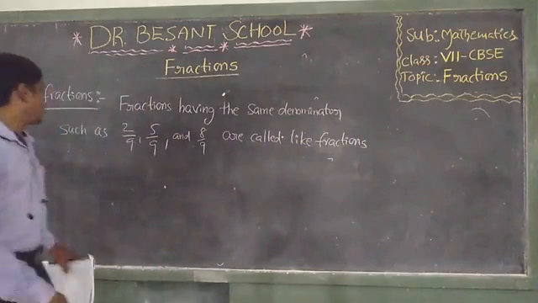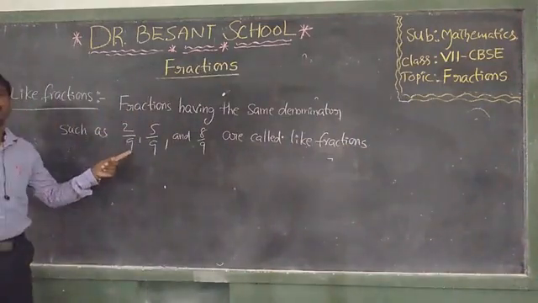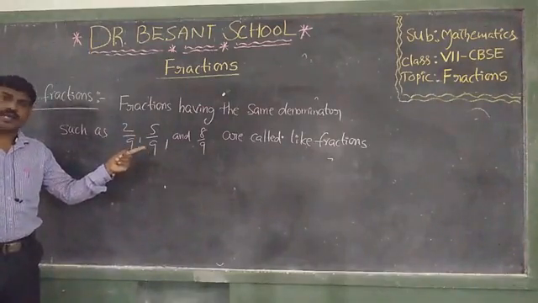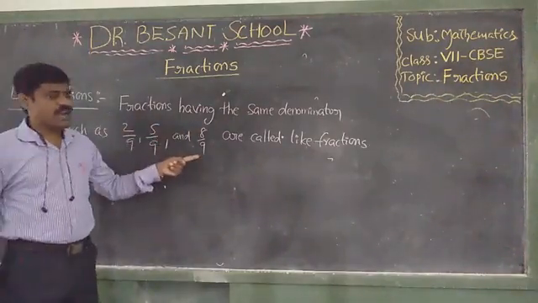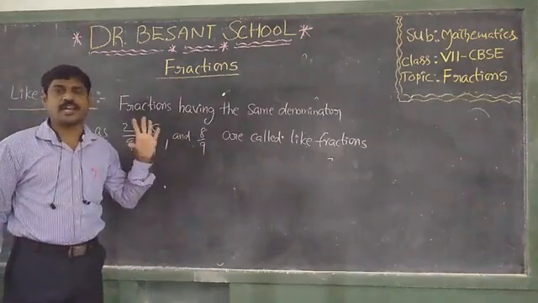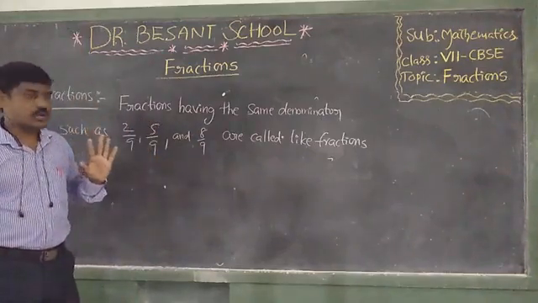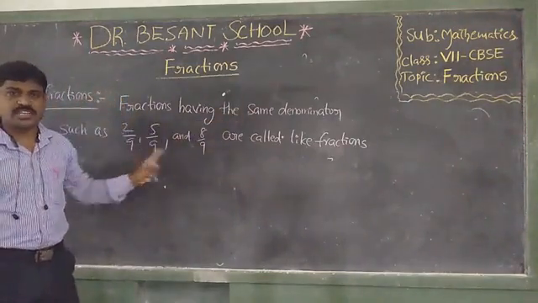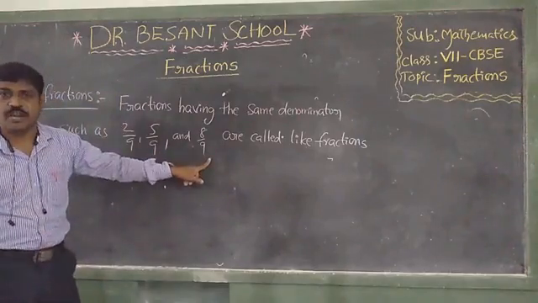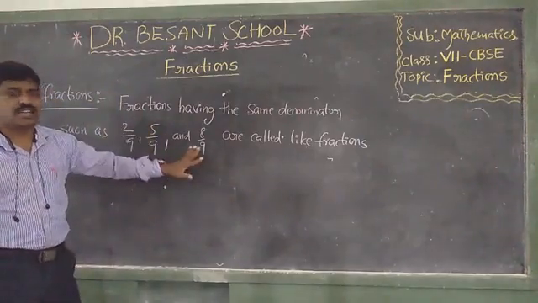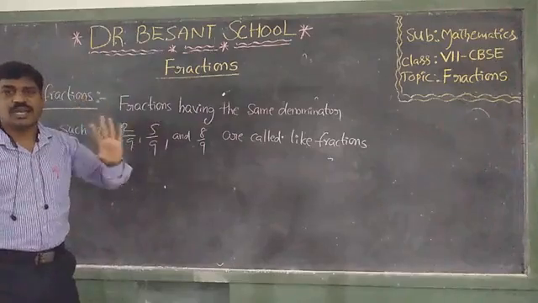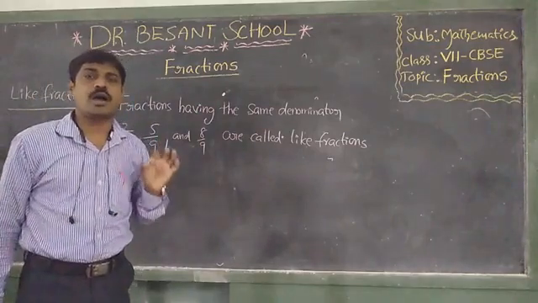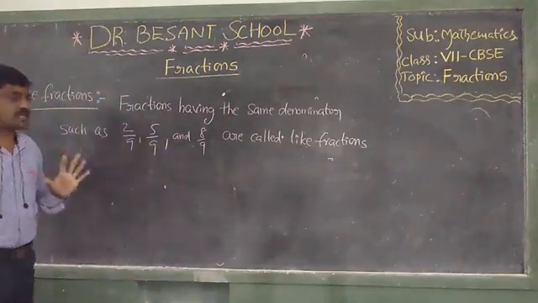Observe here. What is the denominator in 2 by 9? 9 is the denominator. In 5 by 9, what is the denominator? 9 is the denominator. In 8 by 9, what is the denominator? 9 is the denominator. What you can observe, fractions having the same denominator, yes or no? All these three fractions have the same denominator, no? So these three fractions are like fractions. Like fractions means fractions having the same denominator.